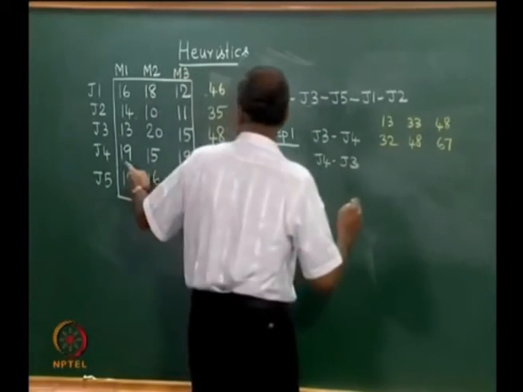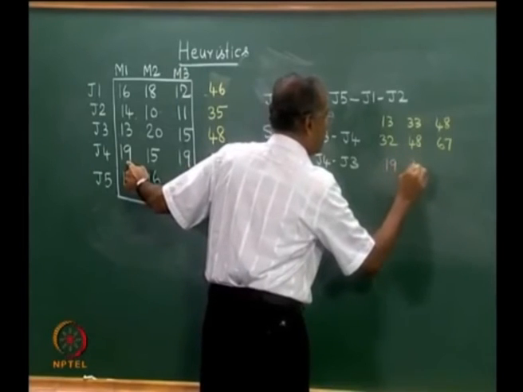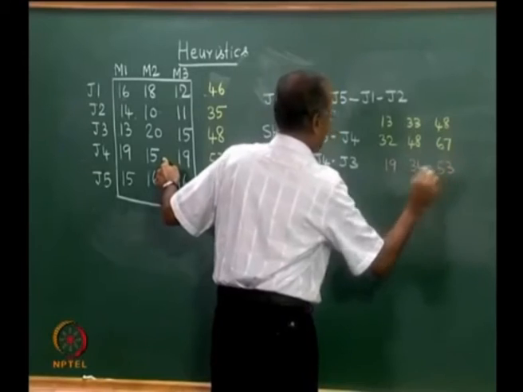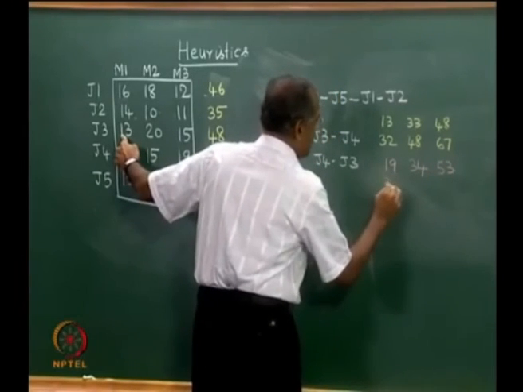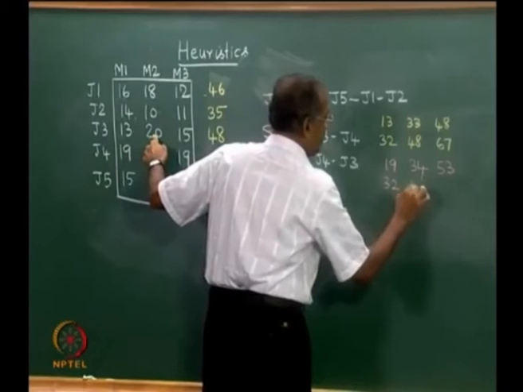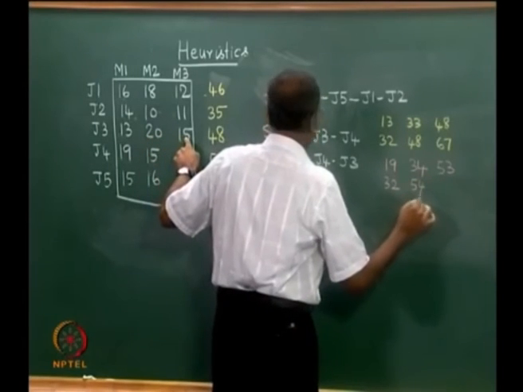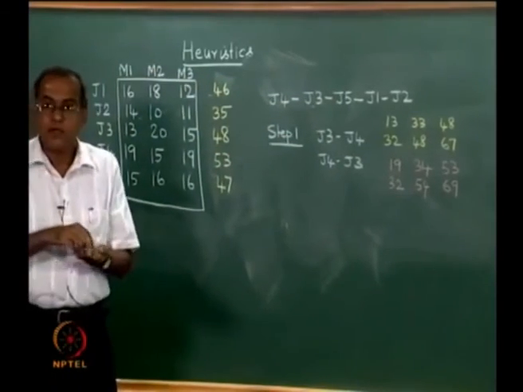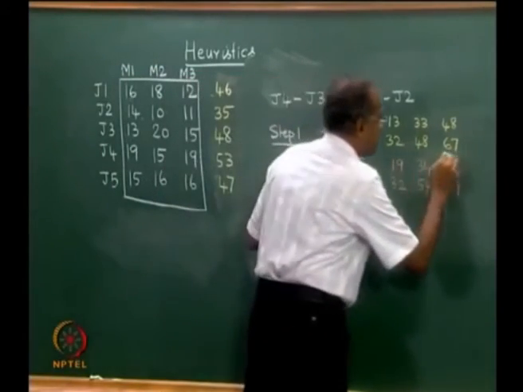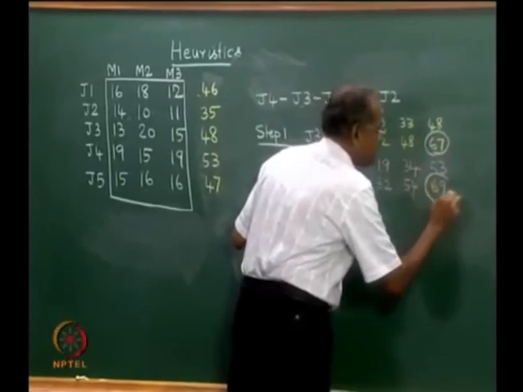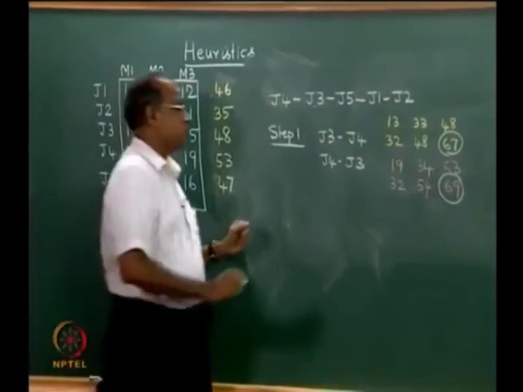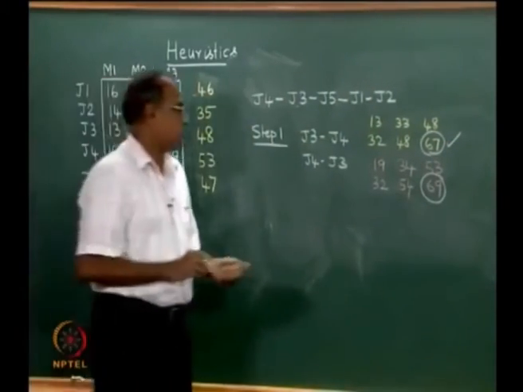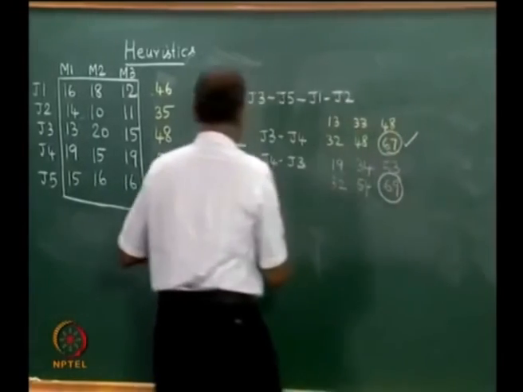For J4 J3 it is 19 plus 15, 34, 34 plus 19 is 53. 13 plus 19 is 32, 34 plus 20 is 54, 54 plus 15 is 69. Now this partial sequence has a make span of 67, this partial sequence has a make span of 69. So choose this sequence. So now choose J3 J4.